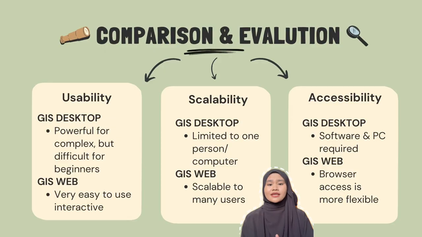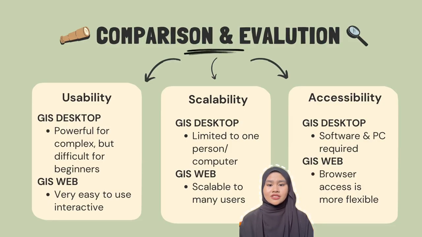The third aspect is accessibility. To use desktop GIS, we need specific software and certain computer hardware. This means that its use depends entirely on the device that has the software installed. As for Web GIS, it offers much greater flexibility. Access via a browser is easy because users can access the information from any device as long as they have an internet connection.